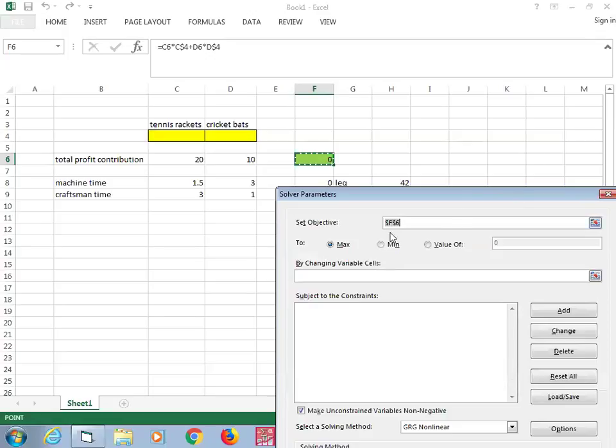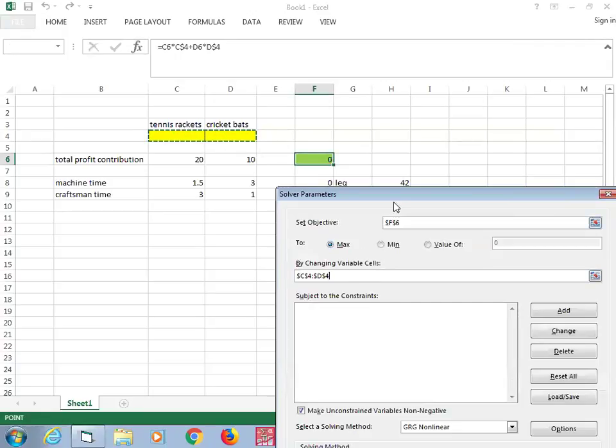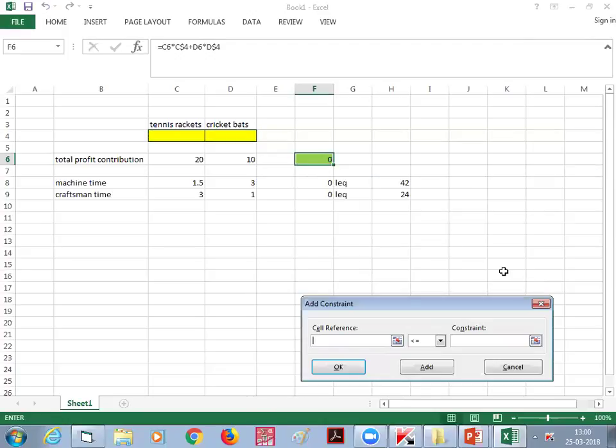Okay, so this is our objective, and Solver allows us to either maximize, minimize, or solve an equation. We're not solving the equation, we're maximizing in this case. Now, where are the variables? Well, these two cells are the variable cells, and then the constraints.